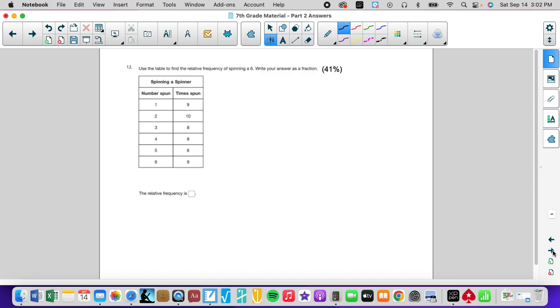Using the table to find the relative frequency of spinning a 6, write your answer as a fraction. Well, we have to find the frequency of spinning a 6. So that happens 9 times. That's successful outcomes over the possible outcomes. Well, how many possibilities were there? If we add up 9, 10, 8, 8, 6, and 9, that gives me 50. So the possibilities of spinning a 6 is going to be 9 out of 50. And that's the relative frequency.